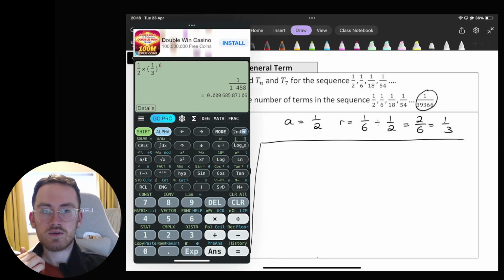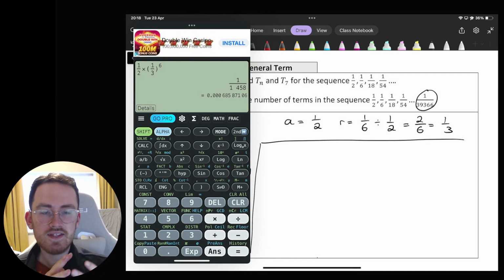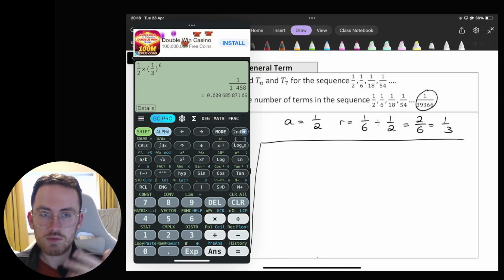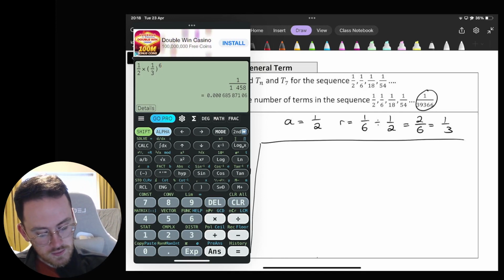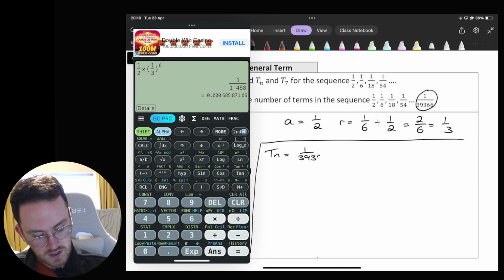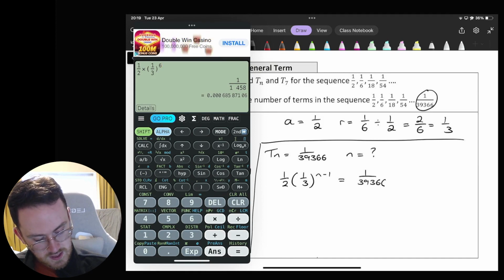For the second part of the question, I'm looking for the number of terms in my sequence, given that 1 over 39366 is a particular term. So what I'm being asked to do is find the value of n for a given term, Tn, where n is unknown. I'm going to use my sequence: a half times a third to the power of n minus 1 equals 1 over 39366.